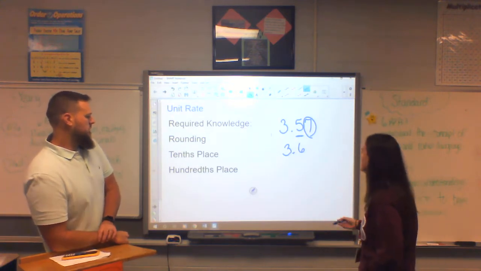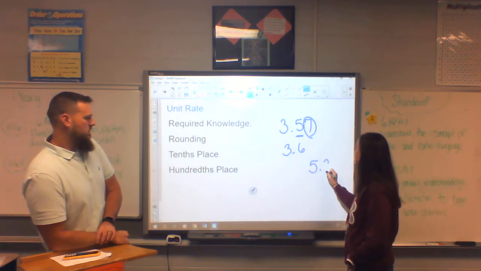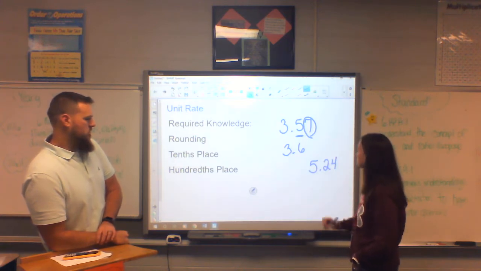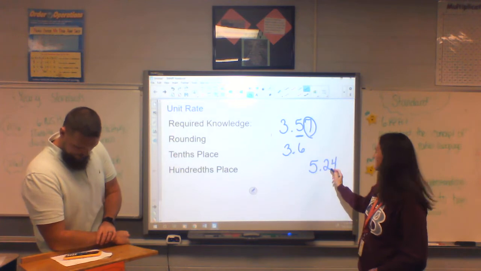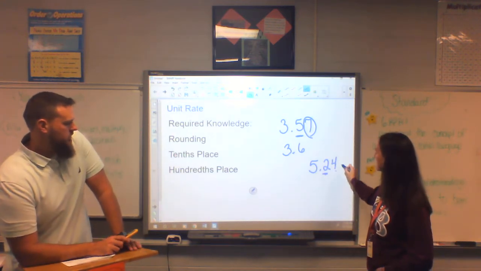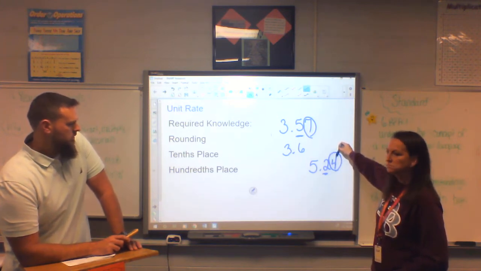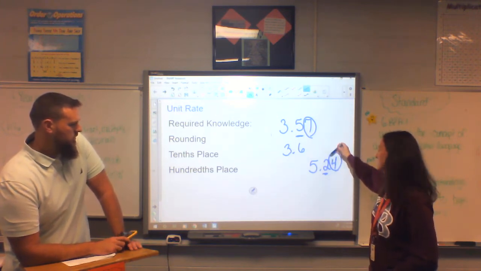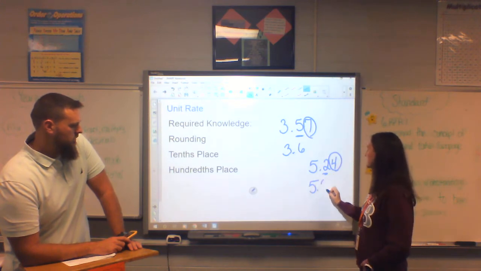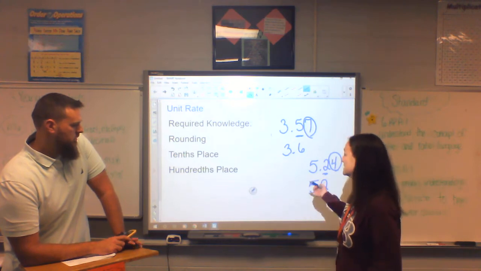Okay? Another example of that is 5.24. We're going to the tenths place. We're going right here. We can't go any farther. So I've got to look at the number right next to it. This number, is it 5 or more? No, so we leave it alone. We round this to 5.2. That's the tenths place.